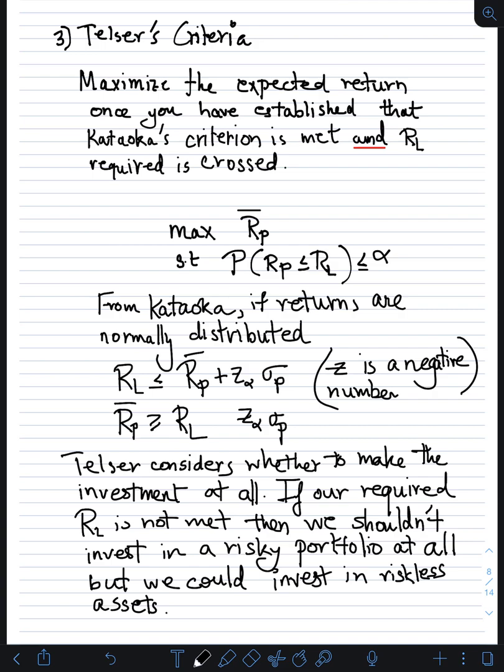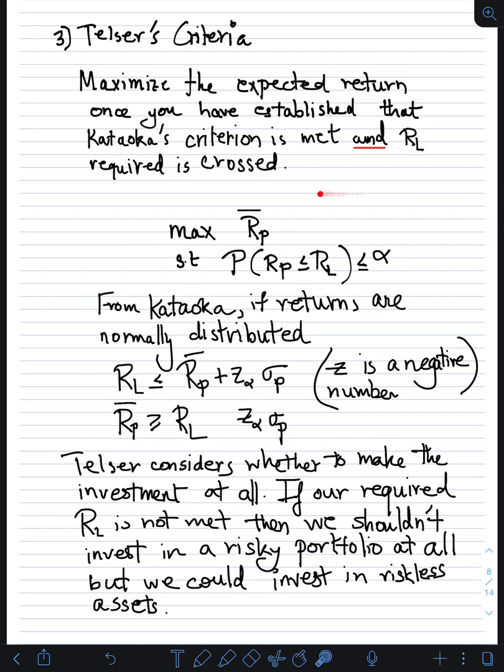Okay, so basically, what are you doing? You're maximizing the expected return once you've established that Kataoka's criterion is met, and then you also check that the minimum lower bound return that you wanted has also been crossed. So if you wanted 5%, you're only going to keep the portfolios that give you a lower bound return, RL, of 5% or more, after you've checked Kataoka's criterion.